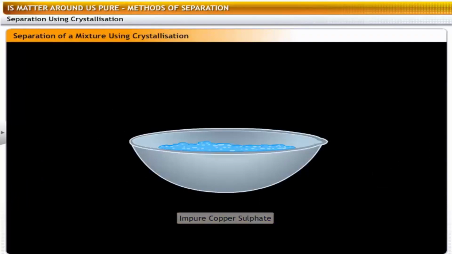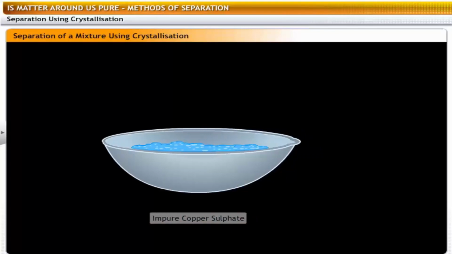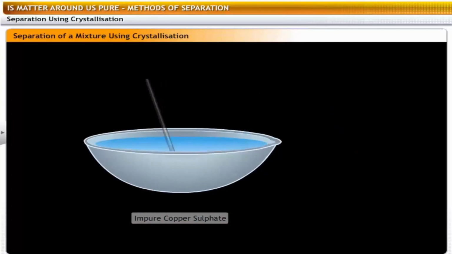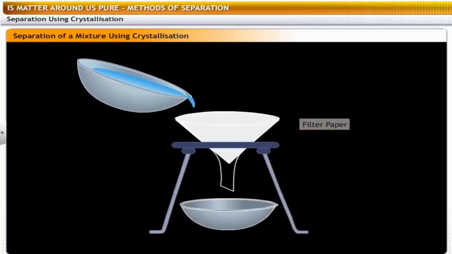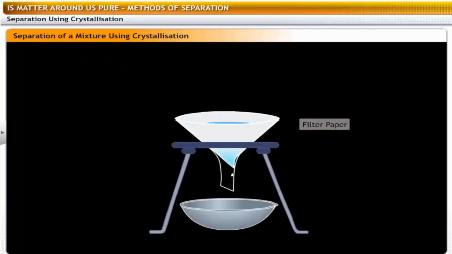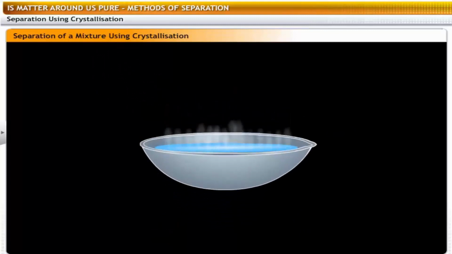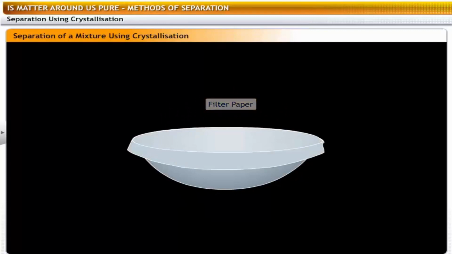Take a sample of impure copper sulfate in a china dish. Dissolve the copper sulfate using as little water as possible. Filter the copper sulfate solution. Next, evaporate the water from the solution so that you get a saturated solution. Cover the solution with a filter paper and leave it at room temperature to cool for a day. Don't disturb the setup.